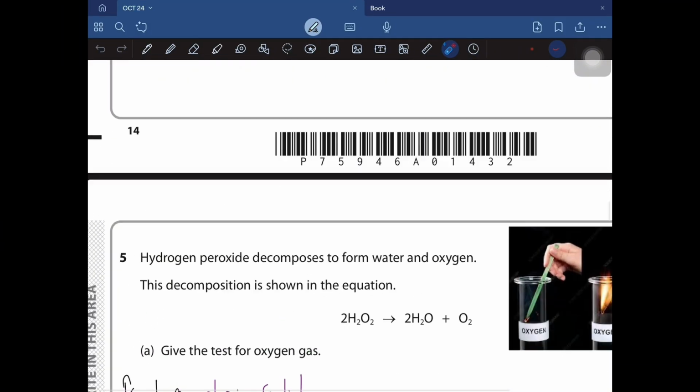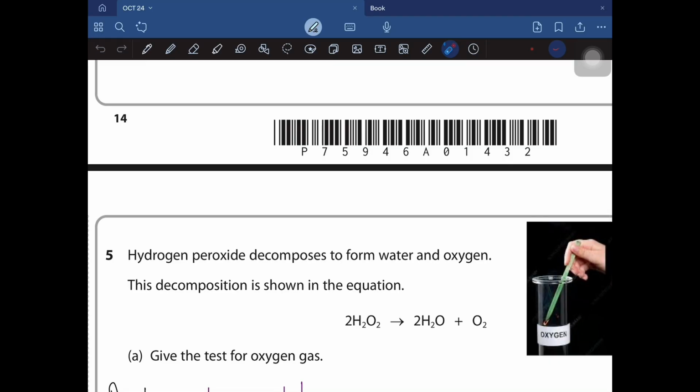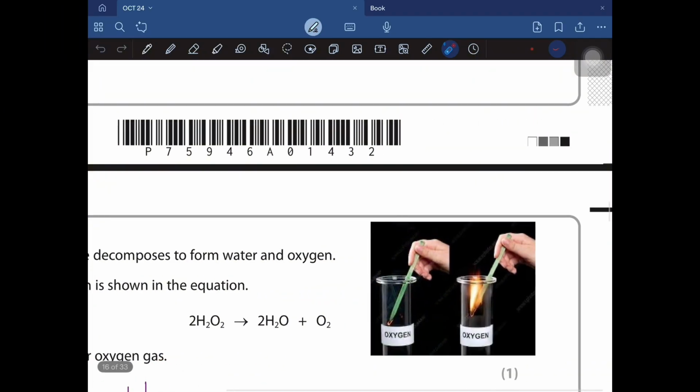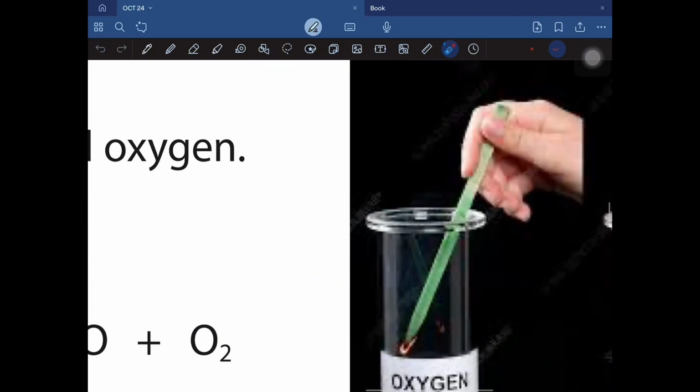Question 5. Hydrogen peroxide decomposes to form water and oxygen. The decomposition is shown in the equation over here. Give a test for oxygen gas. So the test for oxygen gas is to insert a glowing splint.